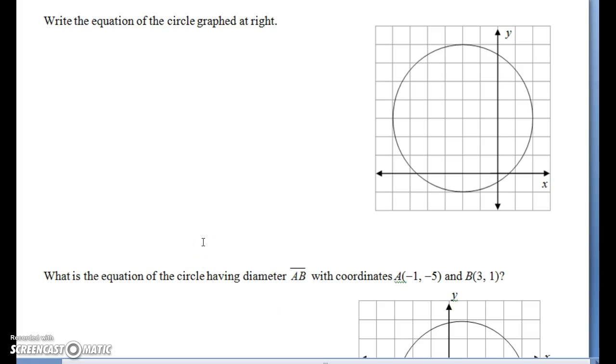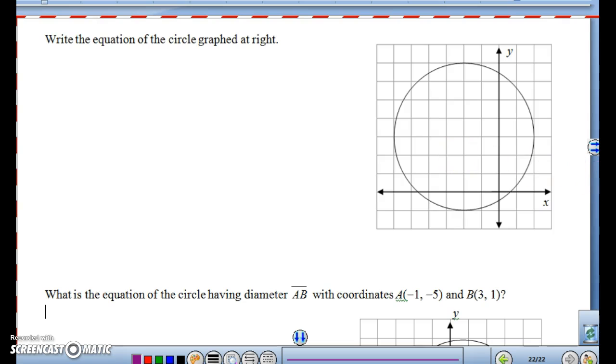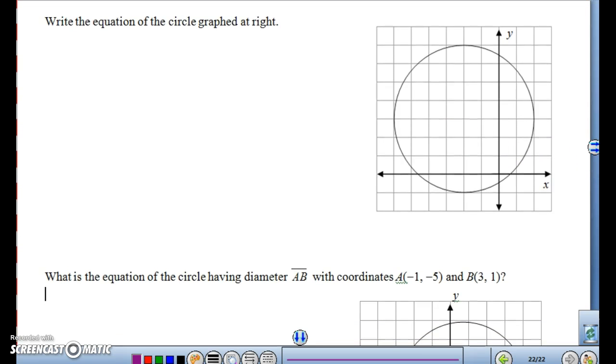You should also be able to write the equation of a circle if you are given a graph of a circle. The formula is still the same. You just have to figure out the center of the circle, (h, k), and the radius of the circle. So our center and our radius are the two things we have to find. Let's see what we can find.